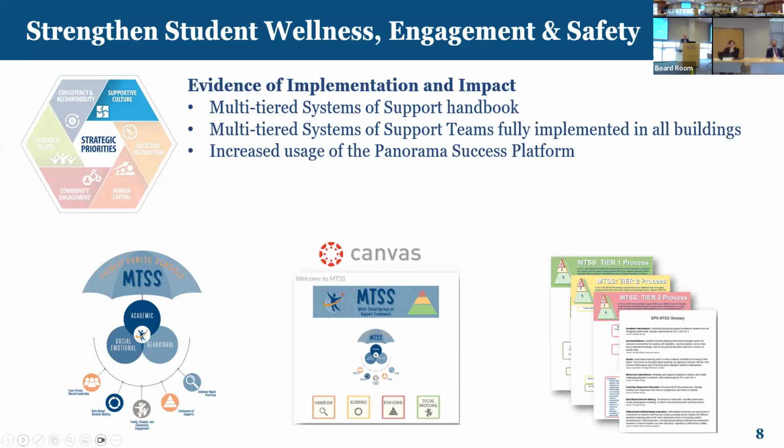And so now we have MTSS teams in all of our buildings. We've moved from this design and development approach towards supporting and maintaining and sustaining and fine-tuning. And we have increased use of monitoring tools to monitor all of these practices and their impacts, such as the Panorama Success Platform.